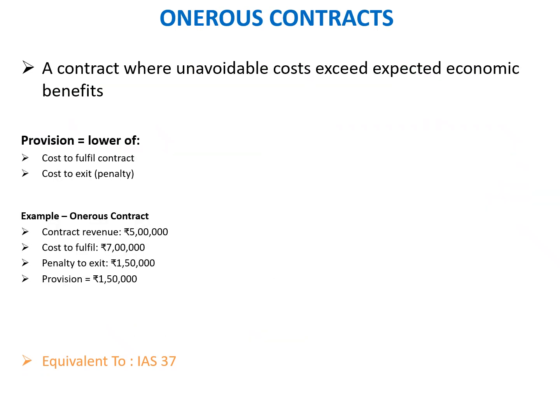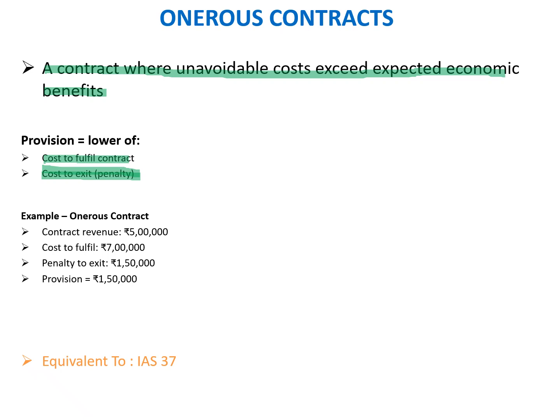Okay, now we'll talk about the treatment of an onerous contract. A contract where the unavoidable cost exceeds the expected economic benefit is an onerous contract. What we have to do is create a provision, because we know that we have to settle an amount in the future for which there is a present obligation. But the provision has to be created at the lower of the cost to fulfill the contract or the cost to exit, which is the penalty. So we have to create the provision for the lower of the amounts.